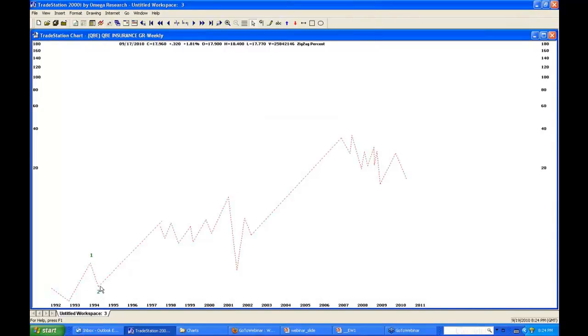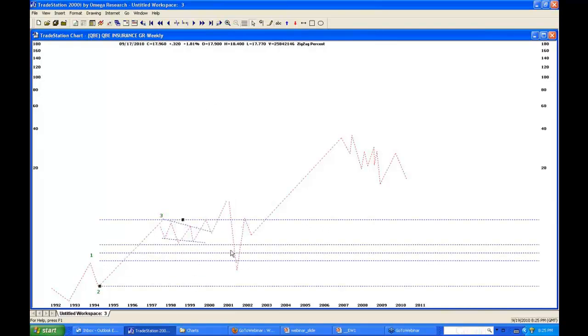So, wave 1, wave 2. What's the rule with wave 3? It can never be the shortest, and it's usually the longest, wave 3. Put in a wave 3. What happens with a wave 4? Remember, wave 4s tend to be shallow. Wave 4s tend to be shallow, triangular kind of shape.